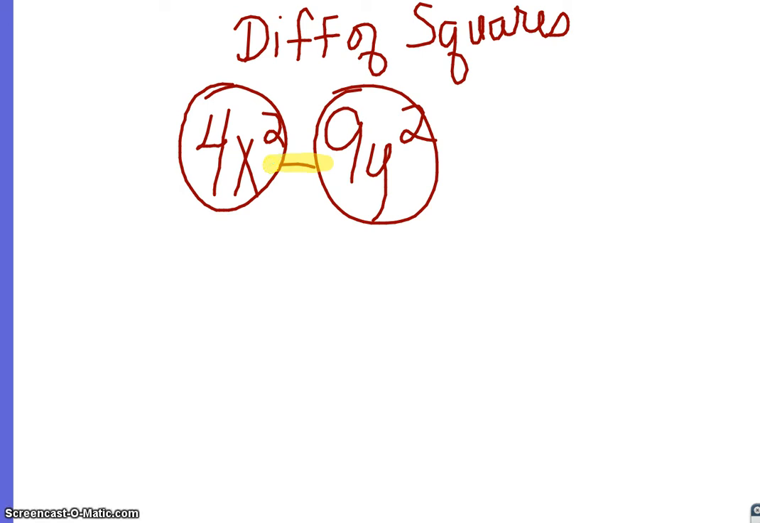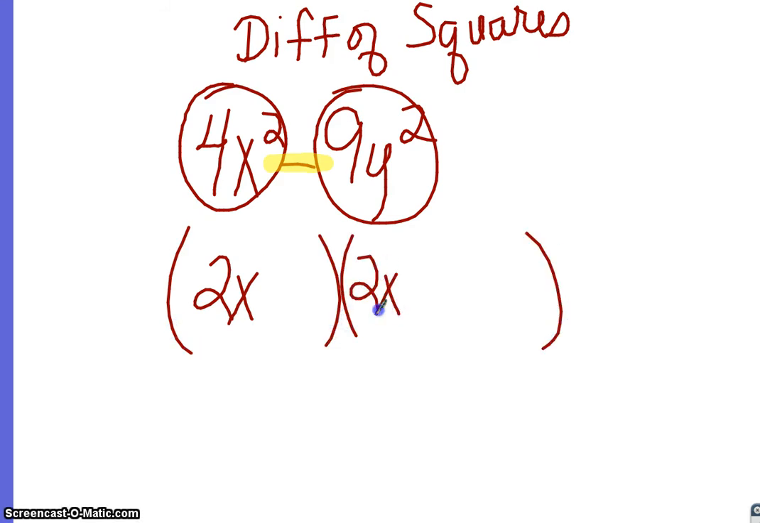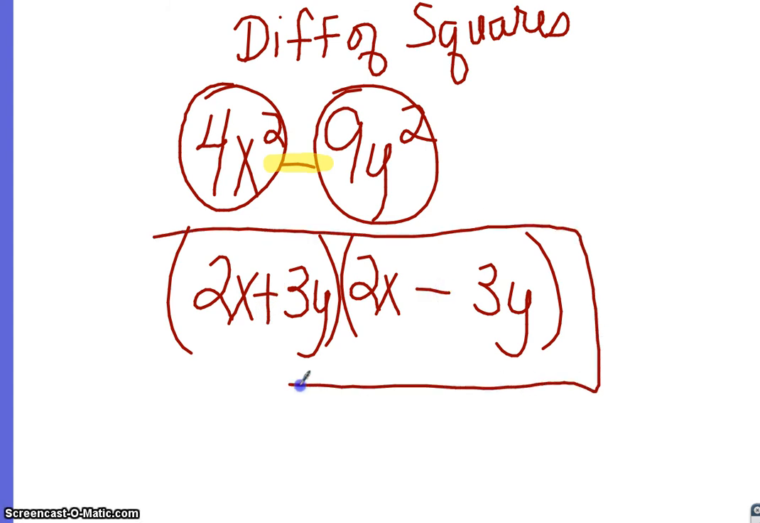So I know that the square root of 4x squared is 2x. So I know I'm going to have 2 terms, and they're both going to start with 2x. And I know the square root of 9y squared is 3y. So my rule is one's going to be positive, one's going to be negative, and then I'm done. On your 200 problems, you're going to have about 50 of these where you can just do difference of squares, and this is all that I expect to see.